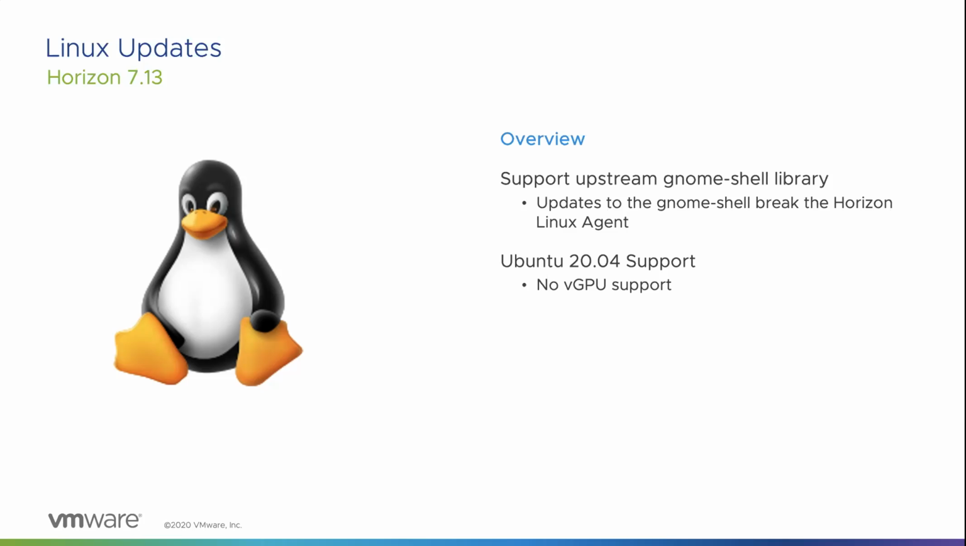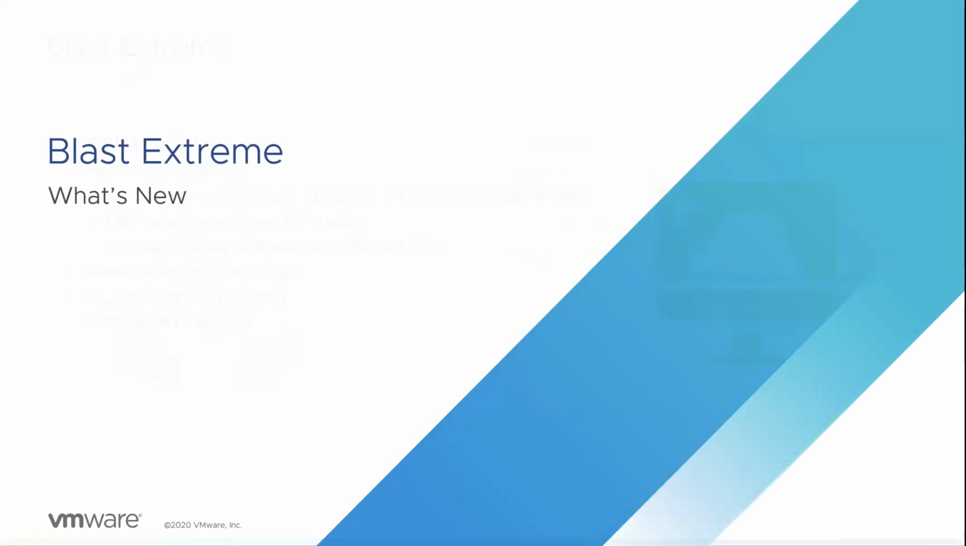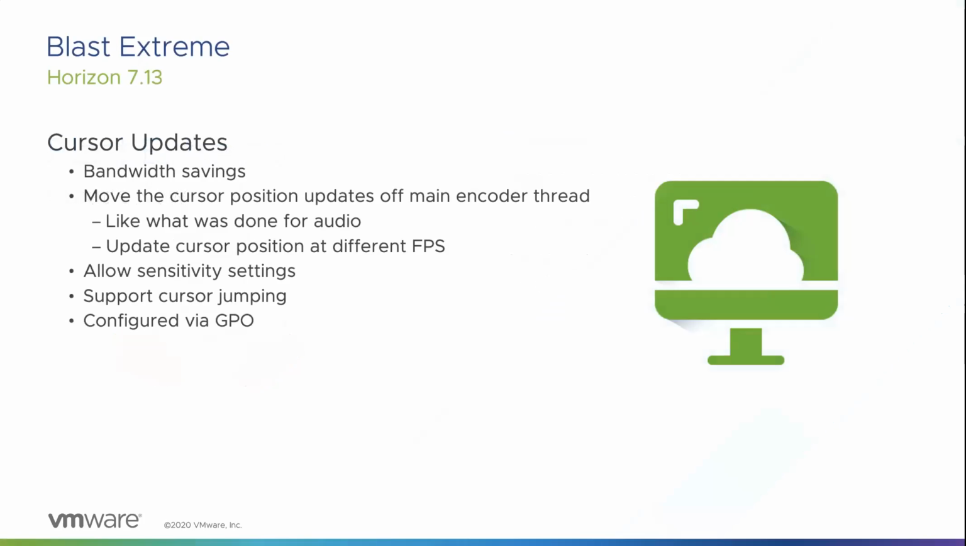Ubuntu 20.04 support, again with no vGPU support. For Blast Extreme, there have been some cursor updates. Sounds small, but pretty significant bandwidth savings. We can move the cursor position updates off of the main encoder thread, same thing they did for audio. That allows the cursor position to be managed at different frames per second than the main encoder thread. There are several settings that you can make via GPO as well.